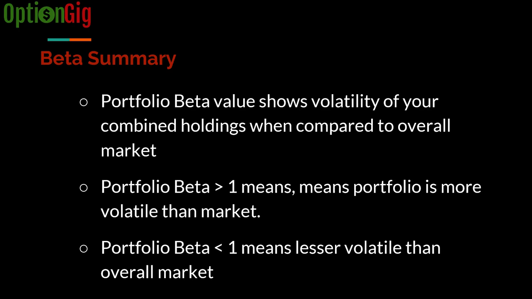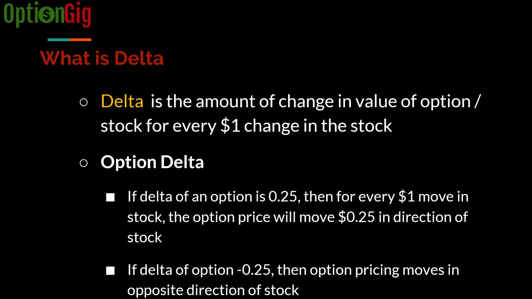Okay. Now let's move on to the next important concept, which is delta. Delta is the amount of change in the value of either an option or a stock for every $1 change in the stock price. Right. Now we will look at a stock delta as well as an option delta, both. So first, look at an option delta.